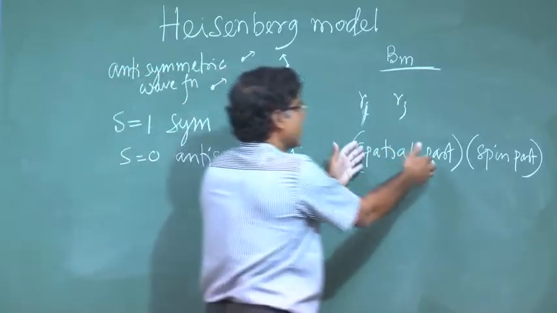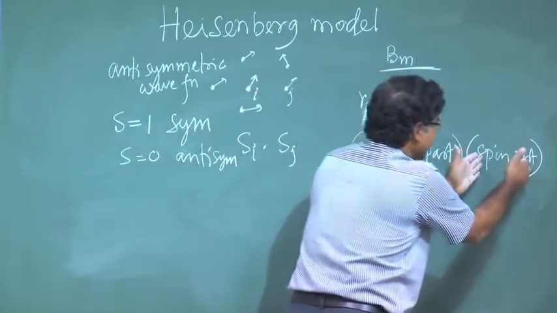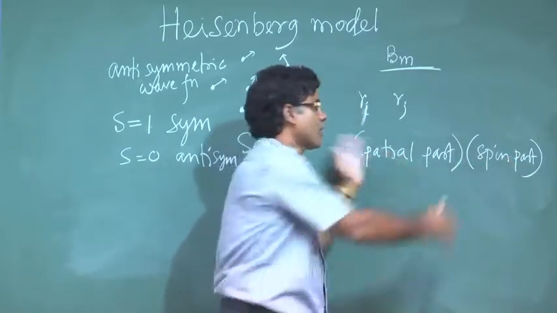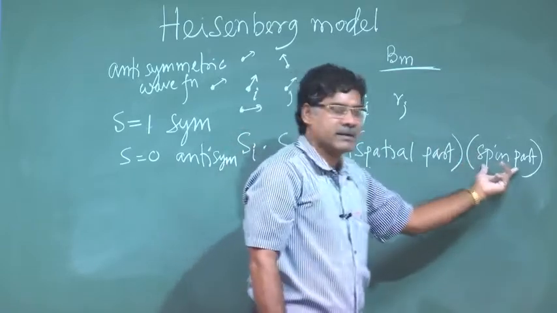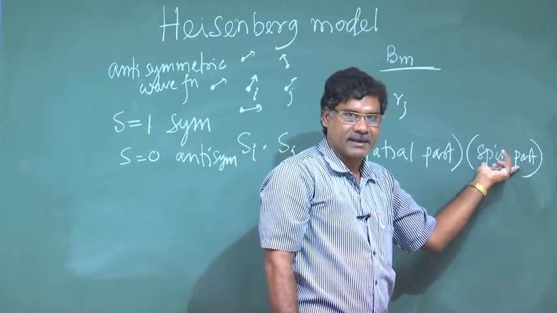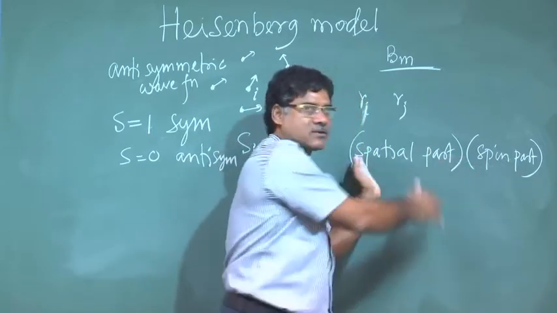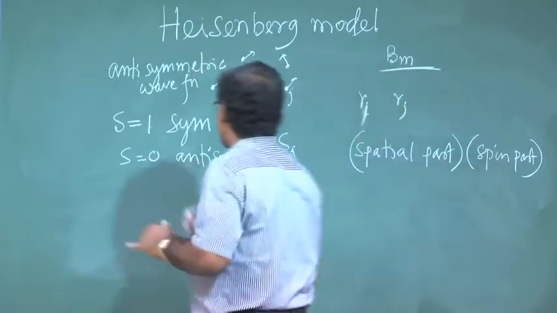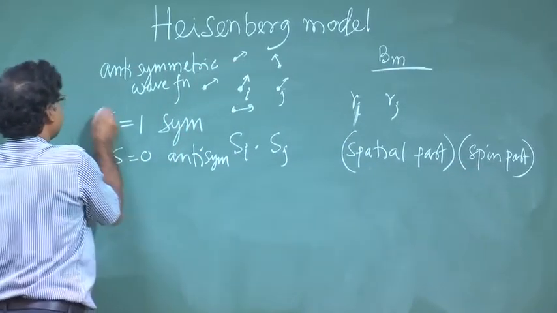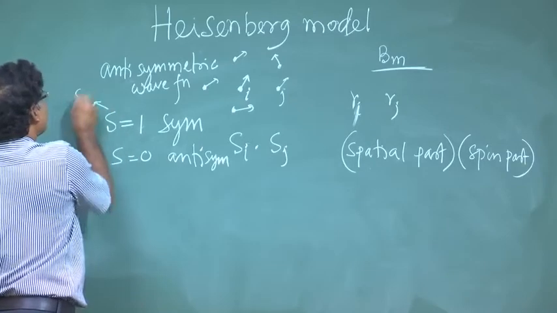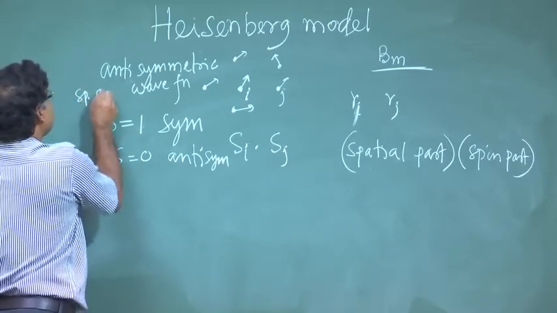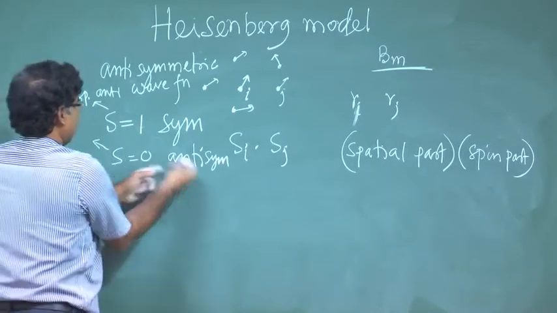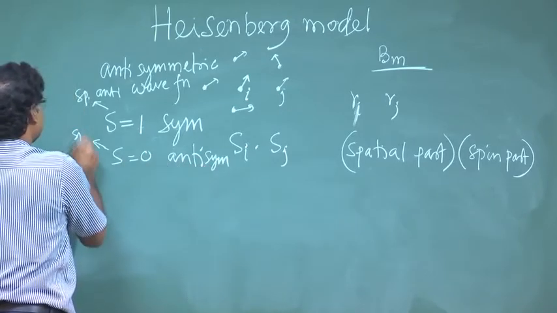The wave function has the spatial part and the spin part. If the spin part is symmetric, the spatial part has to be antisymmetric, so overall it is antisymmetric. Or if the spin part is antisymmetric, then the spatial part has to be symmetric, and then overall it will be antisymmetric.